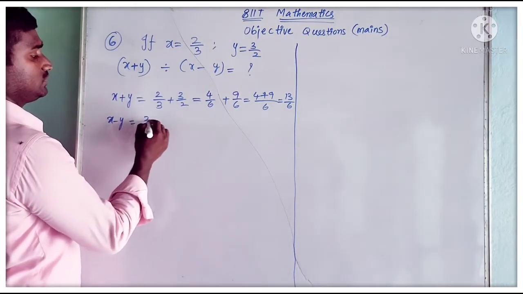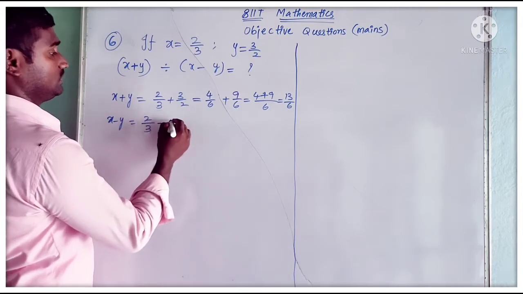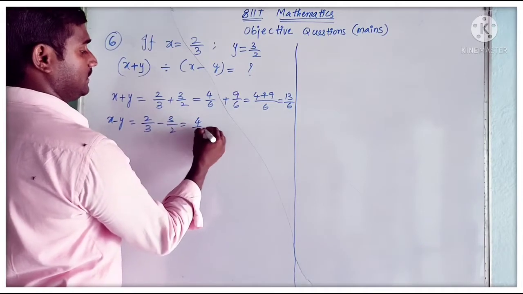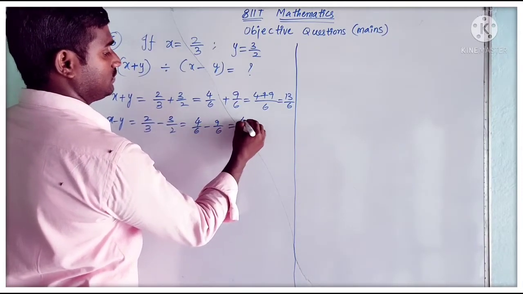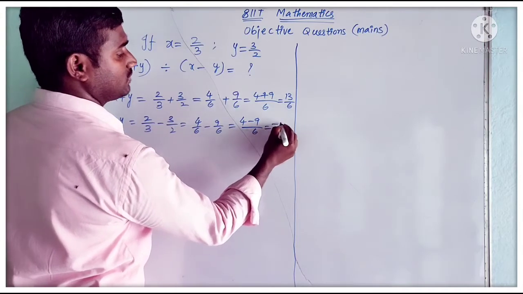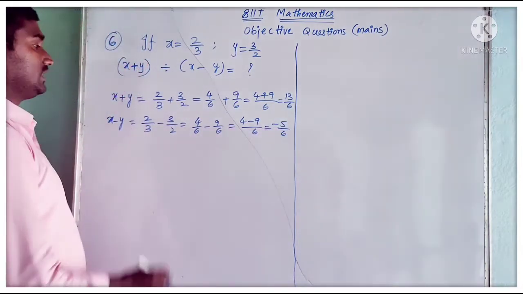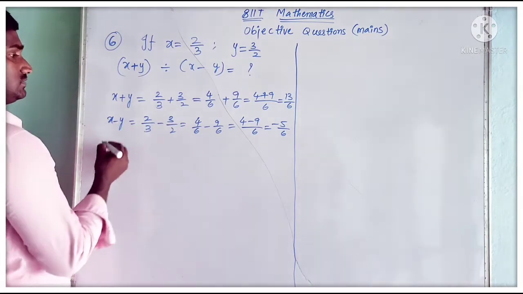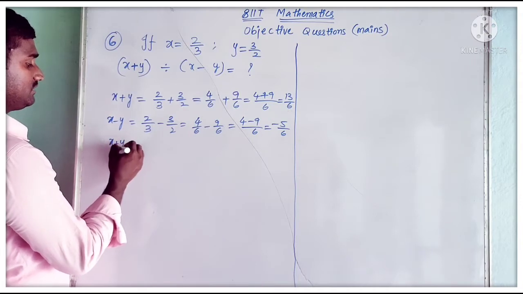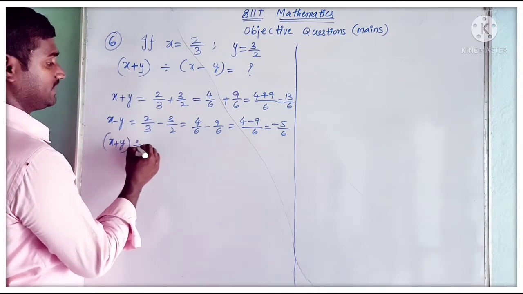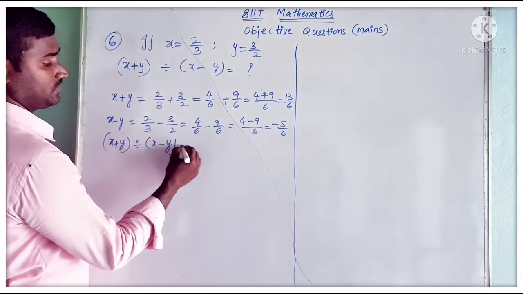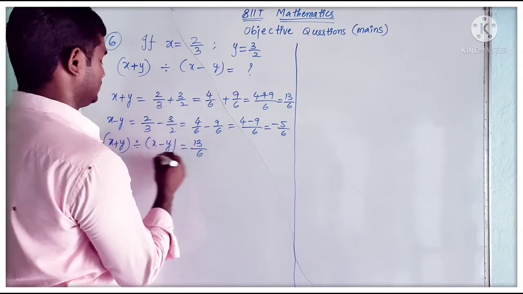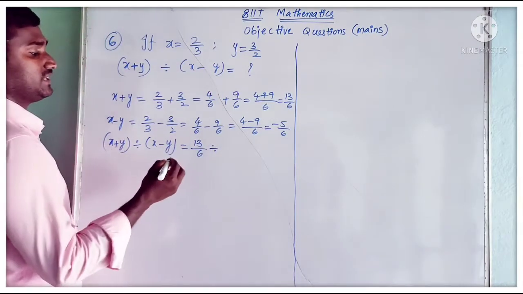And x minus y is nothing but 2 by 3 minus 3 by 2. LCM is the same, 6. So 4 by 6 minus 9 by 6, which is 4 minus 9 by 6, equal to minus 5 by 6. Now we know the x plus y value and the x minus y value. So now we are going to find x plus y divided by x minus y. x plus y is 13 by 6, divided by x minus y.